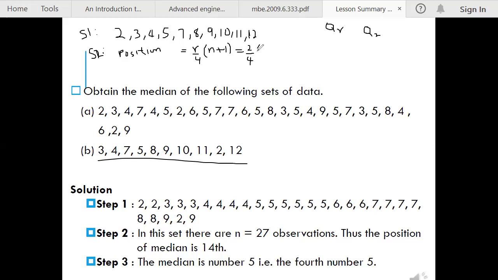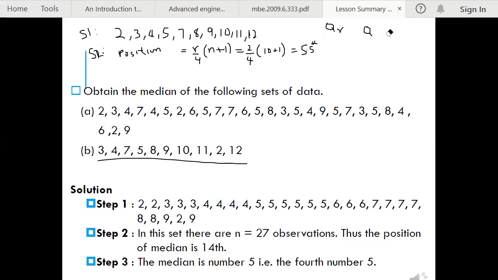Times n, our observations, which is how many? 1, 2, 3, 4, 5, 6, 7, 8, 9, 10. So n is 10, plus 1, which brings it to 11. So this gives us 11 divided by 2, since 2 goes into 4 twice. So 11 over 2 is going to be 5.5. Don't forget this is position, so 5.5 position.